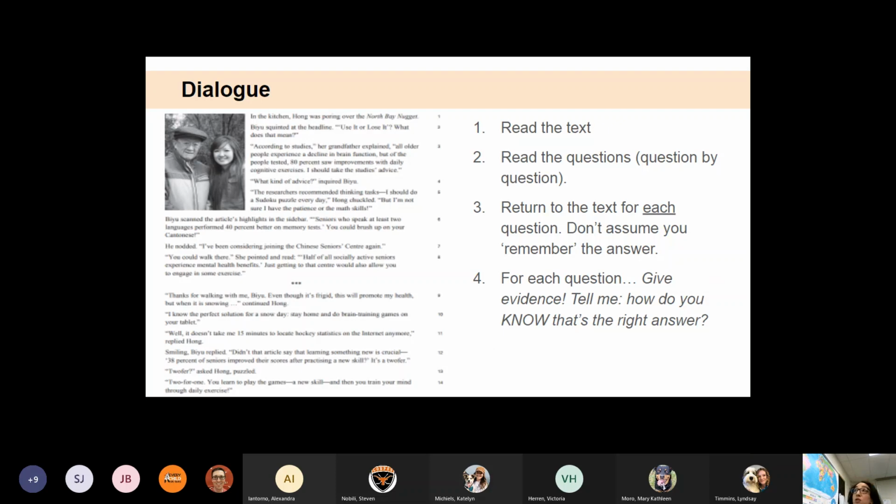And we're going to use the same strategies as before. Read the text, read the question, return to the text for each question, don't assume or think you remember, and be able to find evidence. So teachers in the meeting right now, I have a printed copy of this reading selection and questions in my room. My room is 213. If you would like to work through this with your class, there's only 5 multiple choice questions. Feel free to send a student to room 213 after announcements.